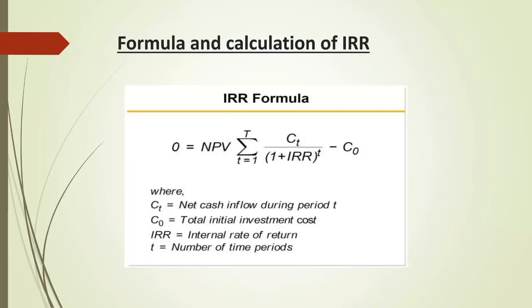Formula of IRR. 0 is equal to net present value, the summation from t equals 1 of Ct divided by (1 plus IRR) to the power t, minus C naught, where Ct is equal to net cash inflow during period t, C naught is equal to total initial investment cost, IRR is equal to internal rate of return, and t is equal to number of time periods.